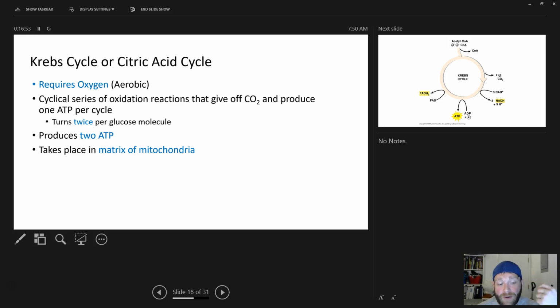This is an aerobic reaction. So anything that requires oxygen, we say it's aerobic. Okay, so this is a cyclical process. So it's actually a continual ring, right? We call it a cycle for a reason. It's because it circles around.